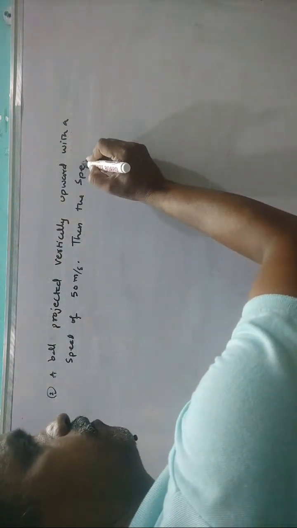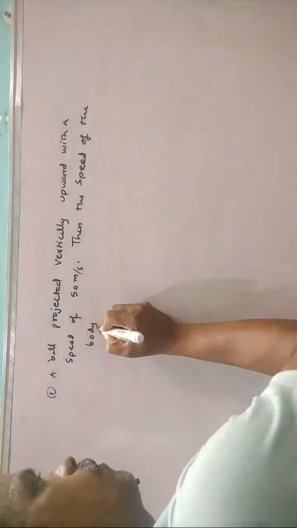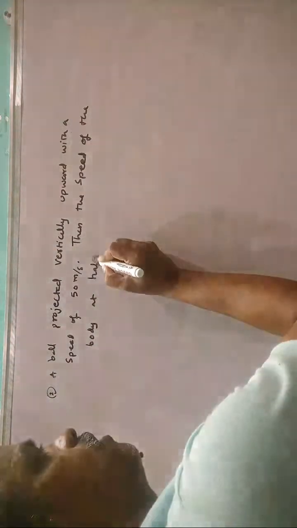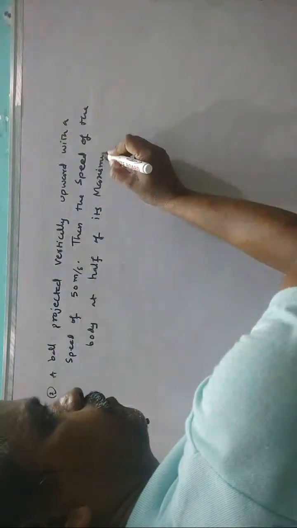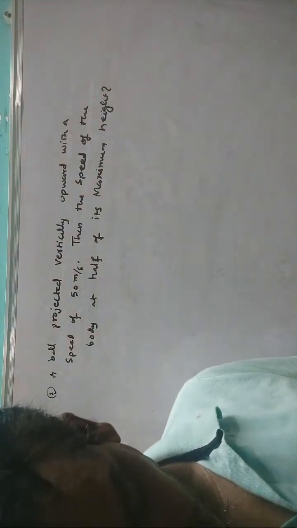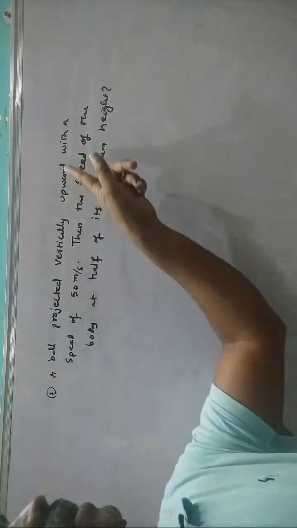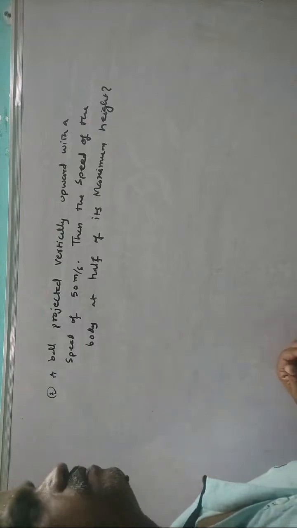Then the speed of the body at half of its maximum height. Write the problem first. Just copy the problem. A ball projected vertically upward with a speed of 50 meter per second, then the speed of the body at half of its maximum height.